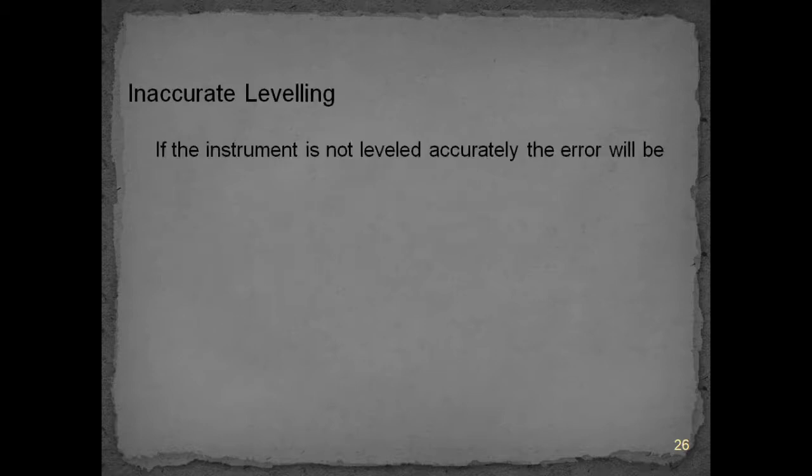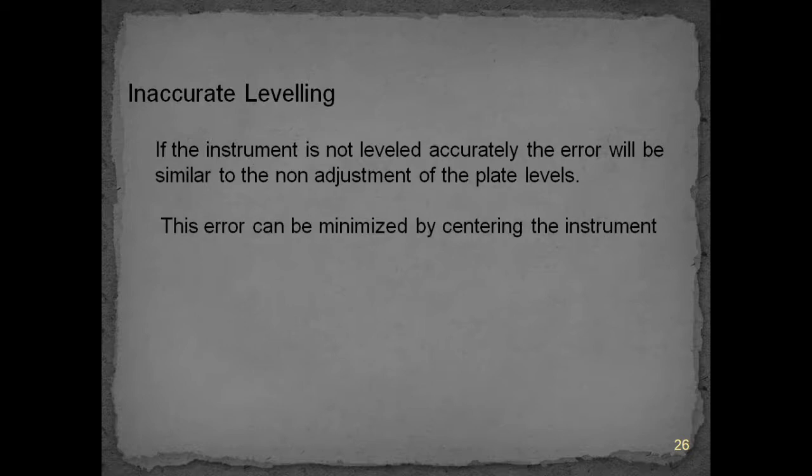So if the instrument is not leveled accurately, the error will be similar to non-adjustment of the plate level, that is instrumental error. For that reason you should ensure that the instrument is centered perfectly by using the foot screws. This error can be eliminated or minimized by centering the instrument carefully.